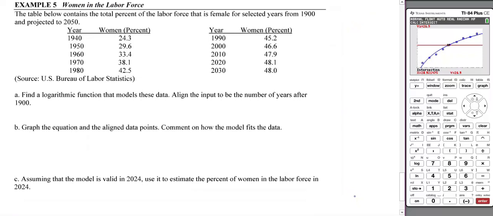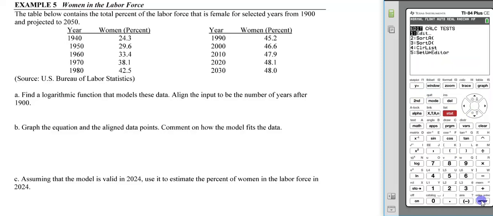Example 5, women in the labor force. The table below contains the total percent of the labor force that is female for selected years from 1900 and projected to 2050. Find a logarithmic function that models these data and align the input to be the number of years after 1900. So for certain, our inputs are going to be positive numbers. They've taken care of that part for us.